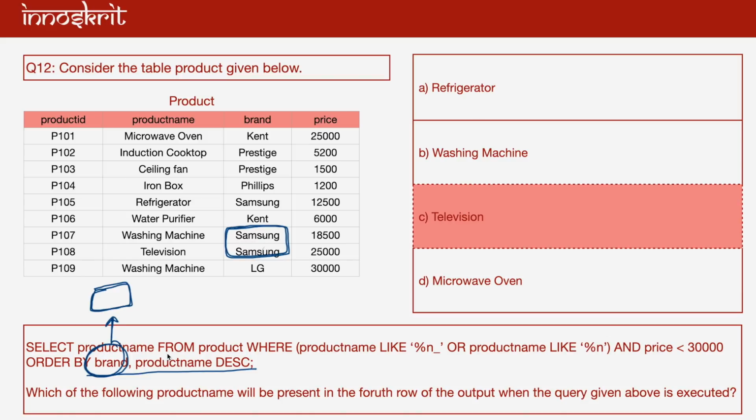you are going to arrange them on the basis of the second parameter. And for the second parameter, it is saying that only these two product names will be arranged in the descending order. So in ascending order microwave, ceiling fan, then in descending order washing machine and television. Hence the fourth attribute will be television. So I hope you have understood this question. Now let's move to the next question.